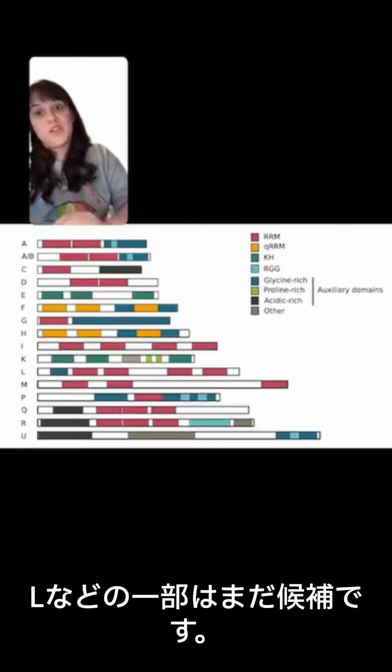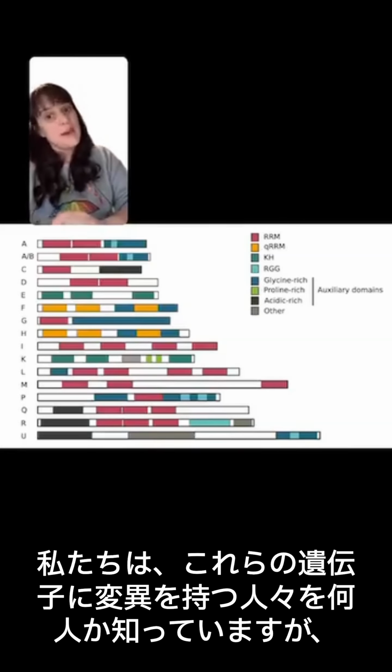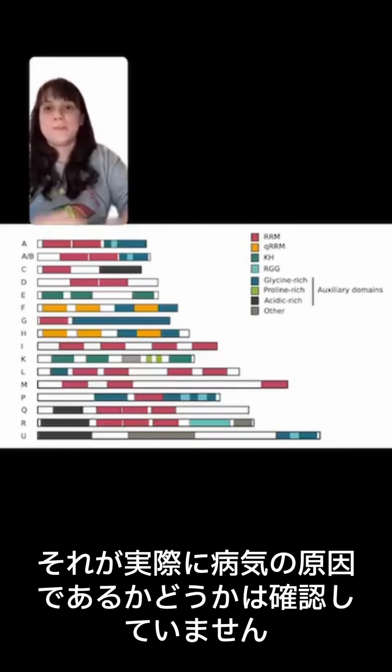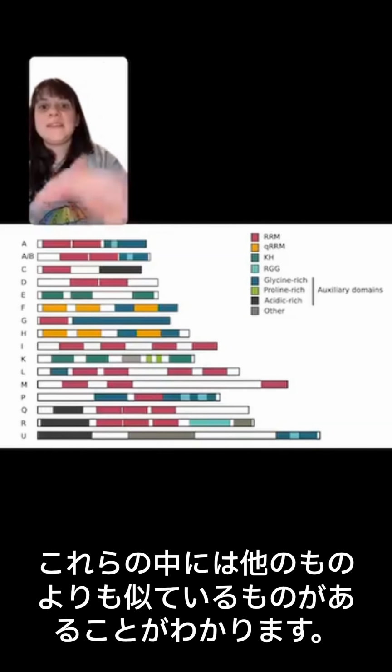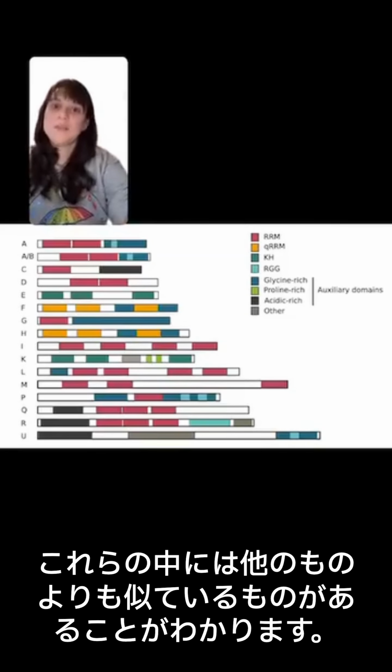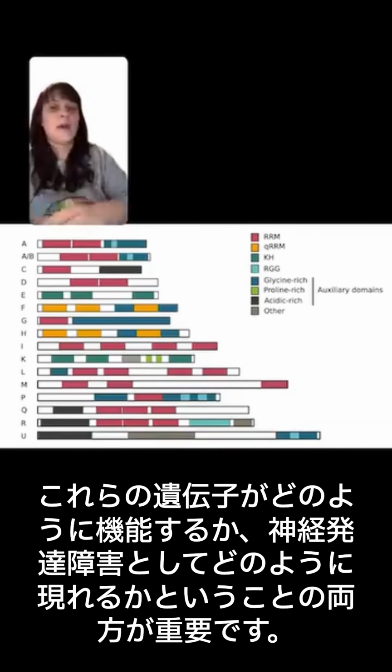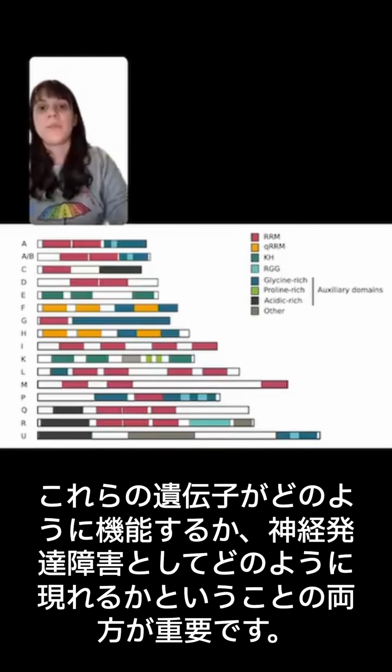And we have several, such as HNRNPL, that are candidates for disorders. So we know some people who have variants in those genes, but we haven't confirmed that that is what's actually causing their issues. And you can see that some of these look more alike than other ones. And that is important in terms of both how these genes work and how they present as a neurodevelopmental disorder.